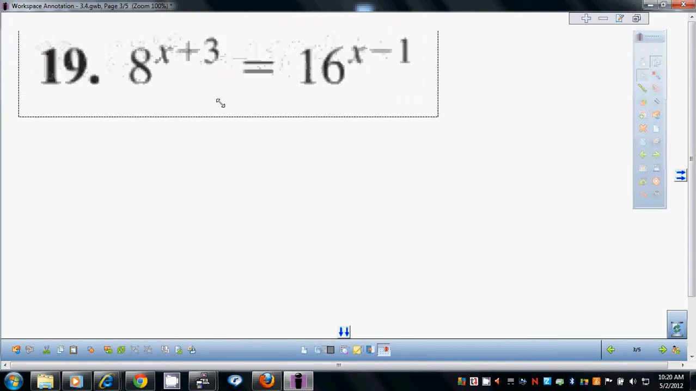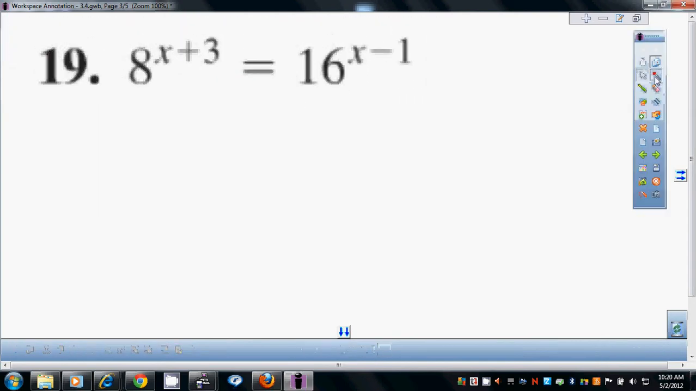Well, there's no log on any of them. You have to put in the log. Well, the bases are only the same on one or two of them. What makes this one different is that there's a variable in both exponents. But when you log both sides, it's going to turn out very similarly.